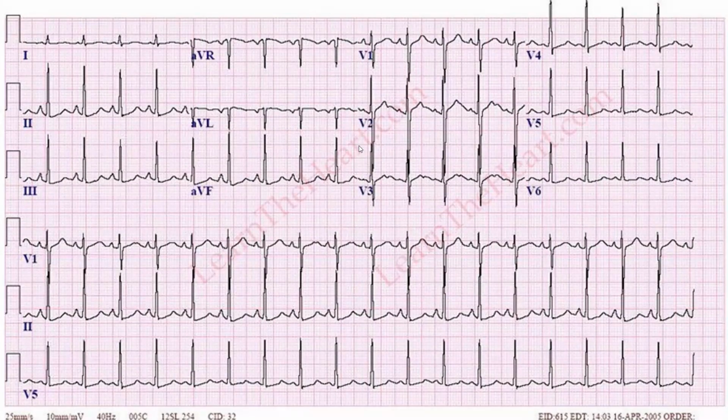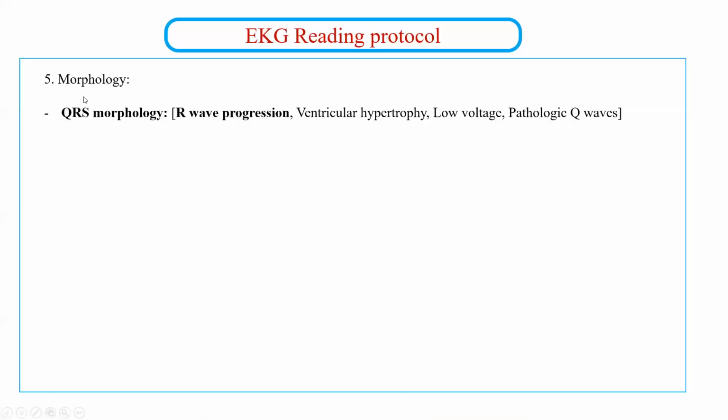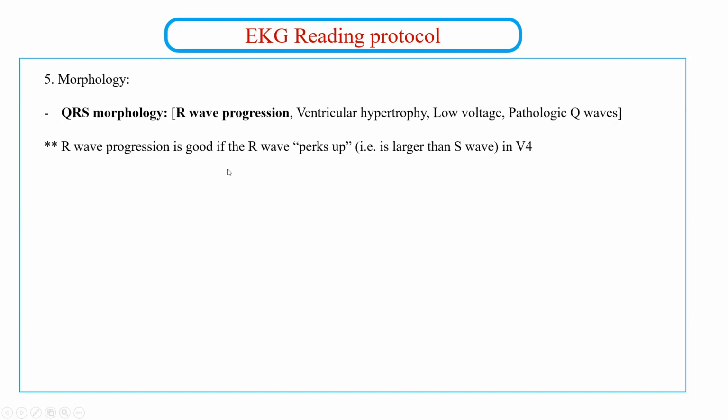All right. Number 2 in the morphology is the QRS morphology. And in QRS morphology, we'll talk about these 4 things. This is very important. We start with the R wave progression, then look if there is ventricular hypertrophy, either right or left, then low voltage criteria, and last of which is the pathological Q waves. Okay, so what about the R wave progression?